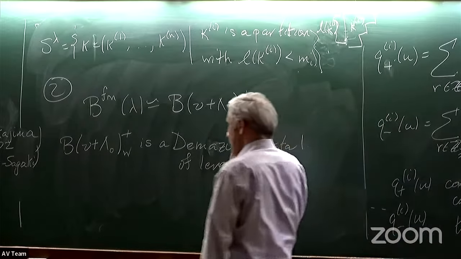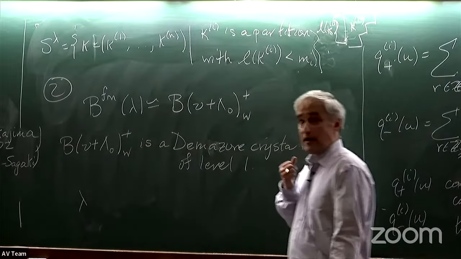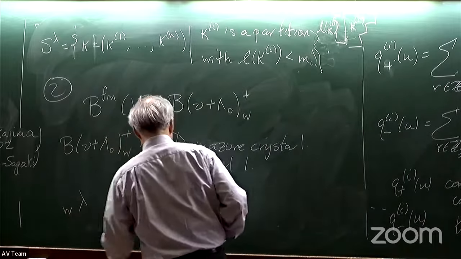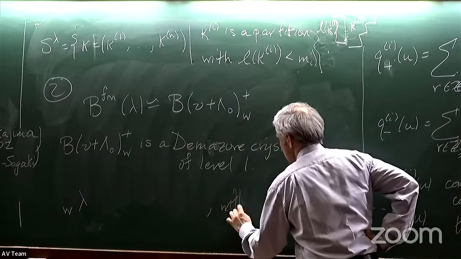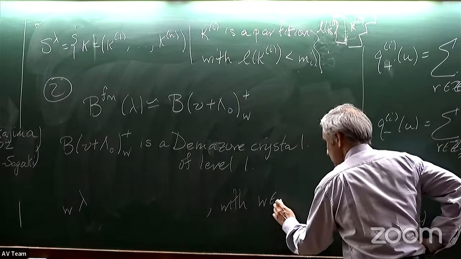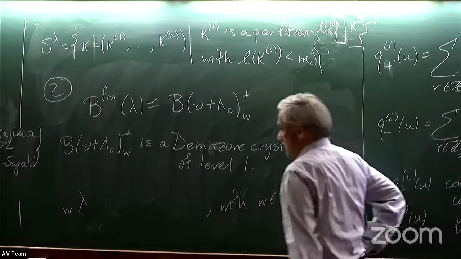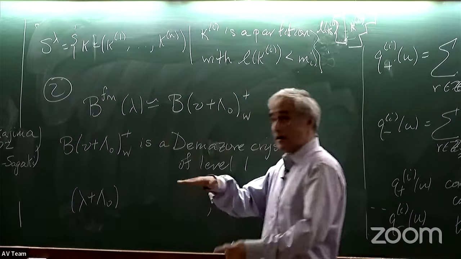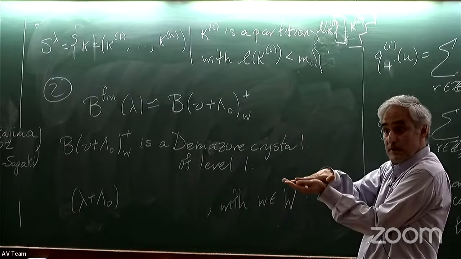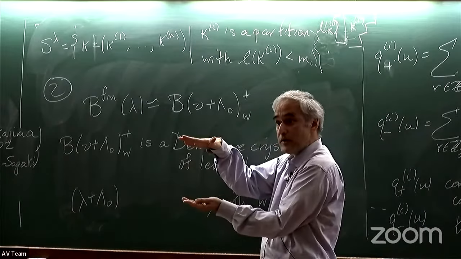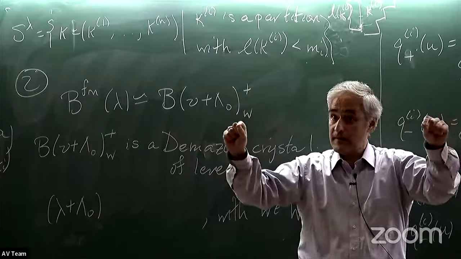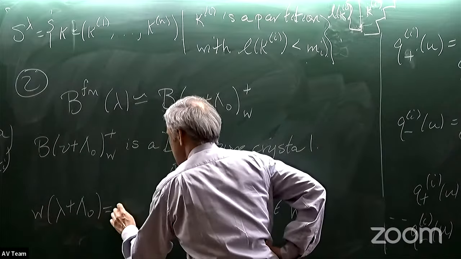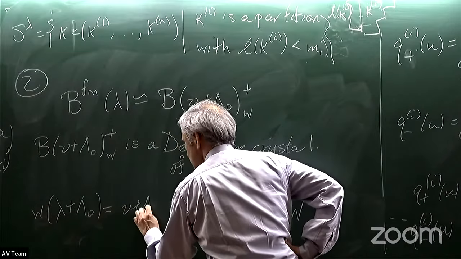So I want to take lambda and I want to move it by some element of the affine Weyl group, with W in the affine Weyl group. But first what I'm going to do is take lambda and move it to level 1. I just physically move it to level 1. Now it's sitting on level 1. Now I can move it by the affine Weyl group until it lies in the dominant chamber.